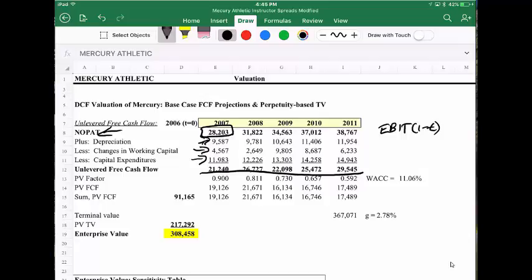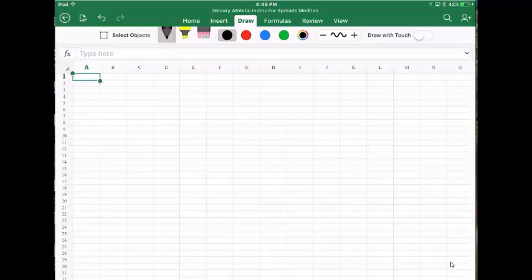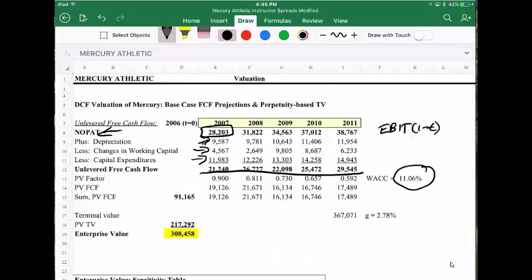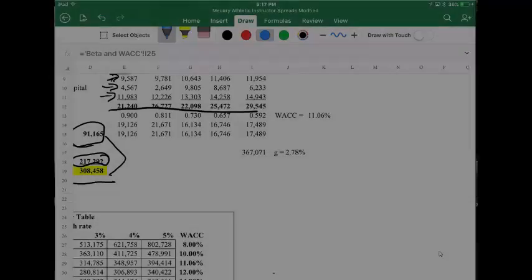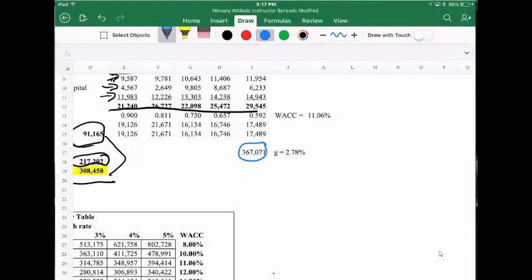The next thing we do is take our weighted average cost of capital, which we've already calculated, and come up with a present value factor for each of the 5 years. Or you could use the Excel NPV function and figure out your sum of the present value of the future free cash flows, which come out to 91,165. The next thing we'll do is calculate our terminal value.